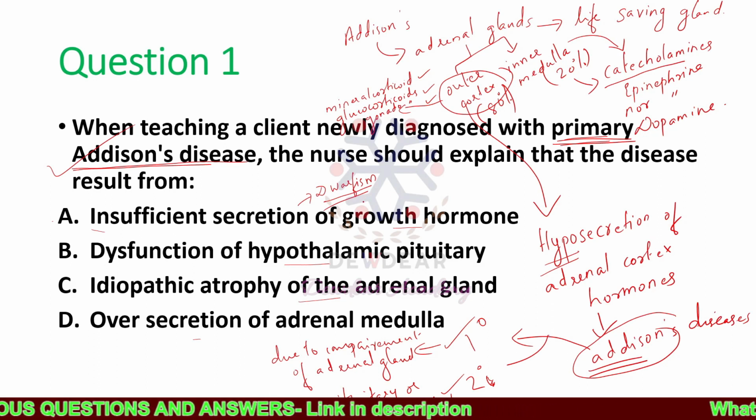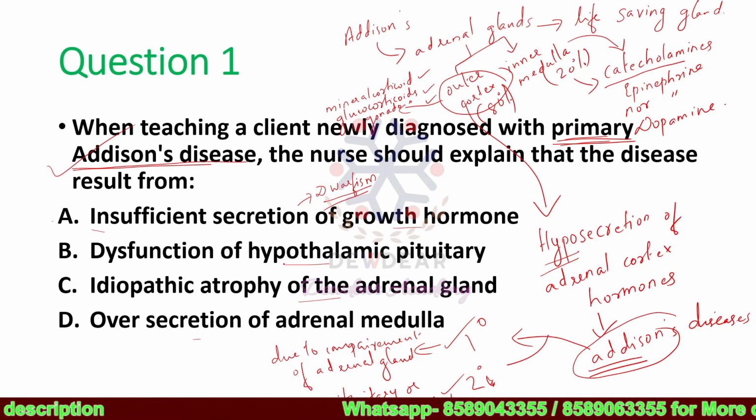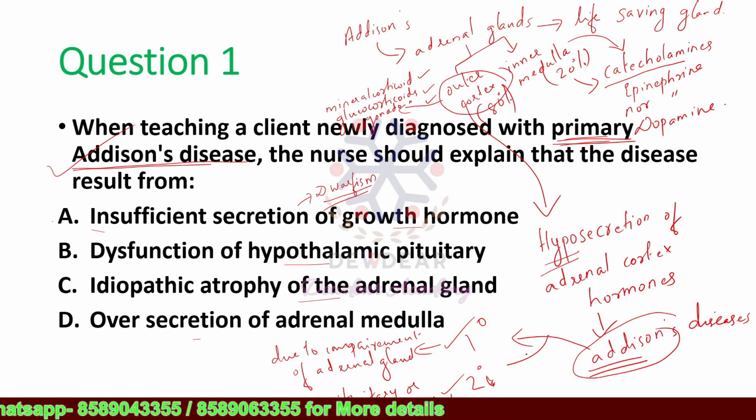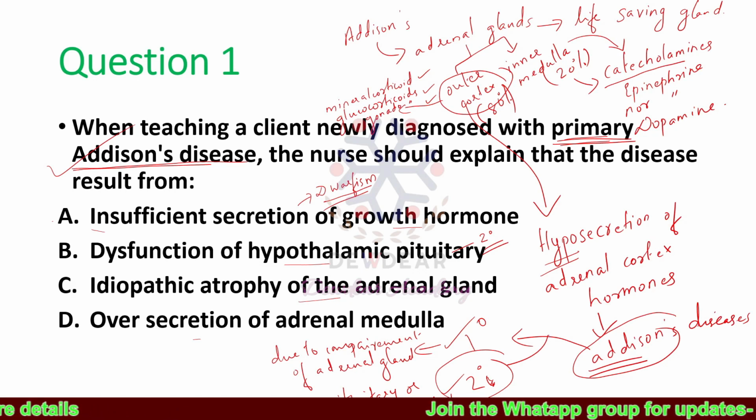The second option given here is dysfunction of hypothalamic pituitary. We have already discussed that this is not primary Addison's disease. If there is dysfunction of the hypothalamus or pituitary, that causes secondary Addison's disease, or we can also call it secondary or tertiary Addison's disease.